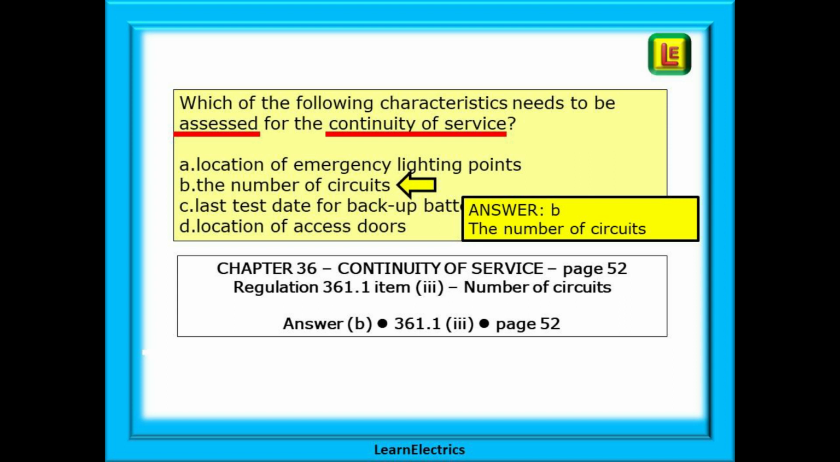Only one of our possible answers, A, B, C or D, is on that list. Is location of emergency lighting points there? No. So move on to the next possible answer. Is the number of circuits on the list? Yes, it is. Stop. That's your answer. Answer B, the number of circuits.